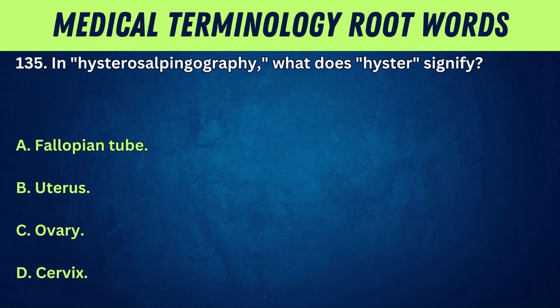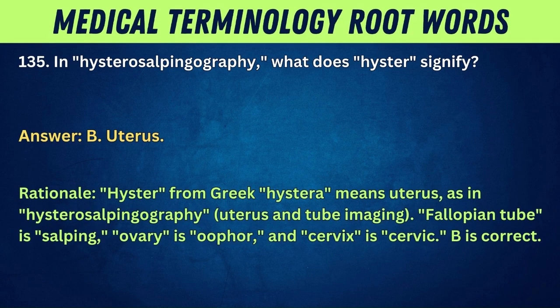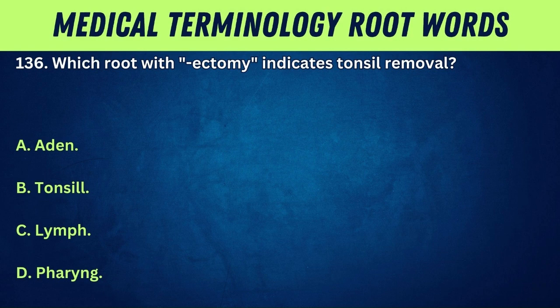135. In hysterosalpingography, what does hyster signify? A. Fallopian tube. B. Uterus. C. Ovary. D. Cervix. Answer, B. Uterus. Rationale. Hyster from Greek hystera means uterus, as in hysterosalpingography, uterus and tube imaging. Fallopian tube is salping, ovary is oophore, and cervix is cervic. B is correct.